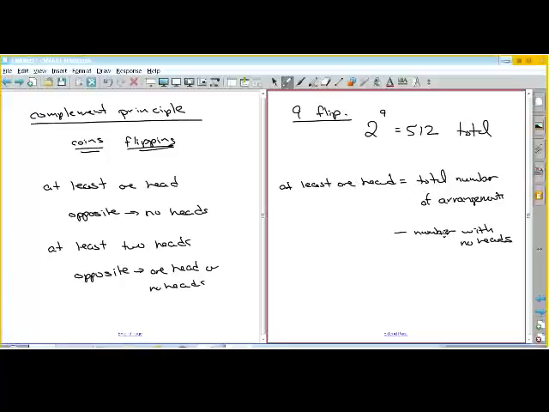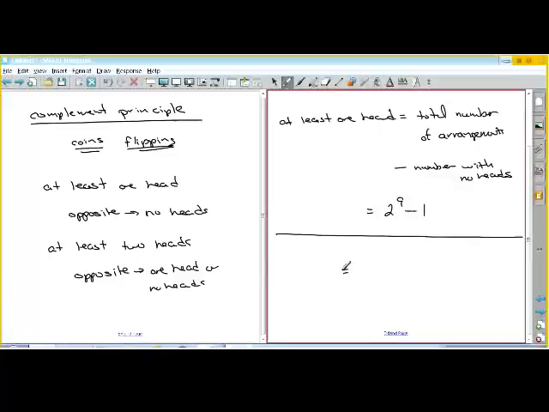So at least one head, take the total number, subtract the number with no heads, that'll get that difference. So in this case, you'll get 2 to the 9th minus 1, because there's only one case, all tails. If you had at least 2 heads, what would happen there is you would have 512 minus 1 again, because you have no heads again, and there are actually 9 cases where you have one head. So it's always that arrangement. Whatever this exponent is, that's the number you put here, because you can have the head in the first flip, second flip, third flip, all the way through the 9th flip. So there's 9 of those.